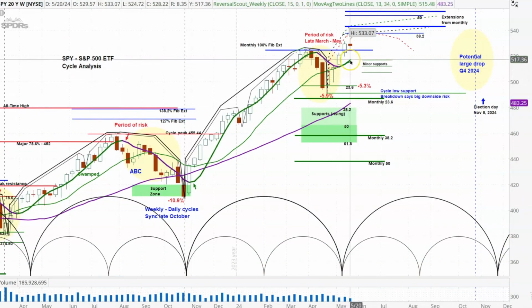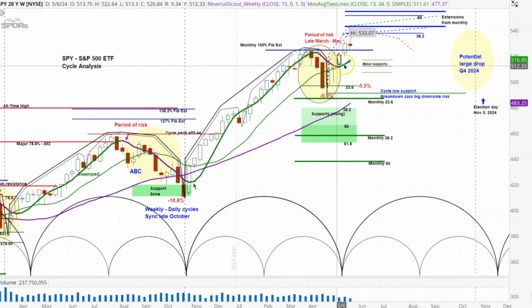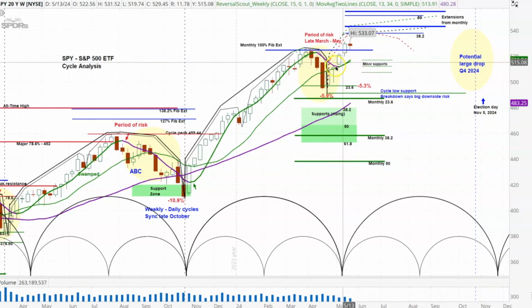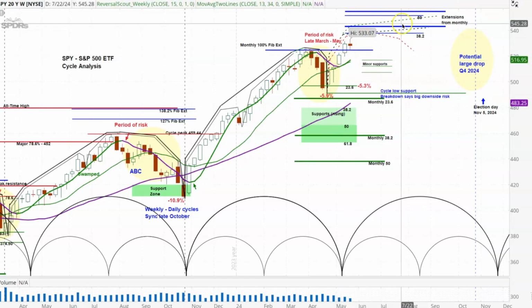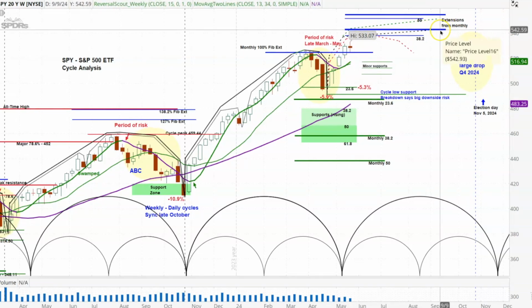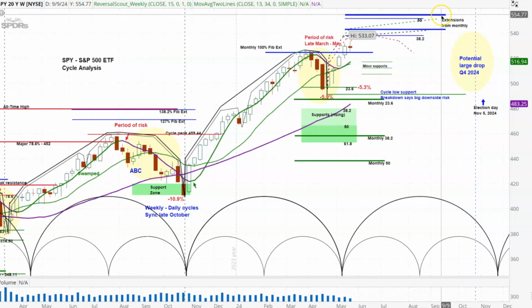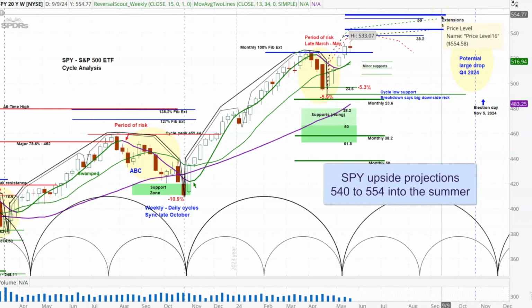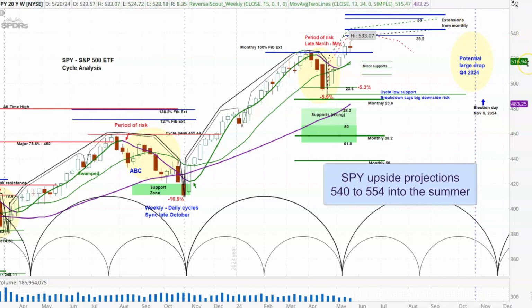Our indicator here has turned up, telling us that momentum is moving to the upside and other flows of money are coming in to the upside. And these are our upside projections in here. And we've been talking about 540, something like 5,400 on the S&P 500, or 550 right there. It's 554, so that would be 5,540 on the S&P 500. That's the upside projections that we have in here.